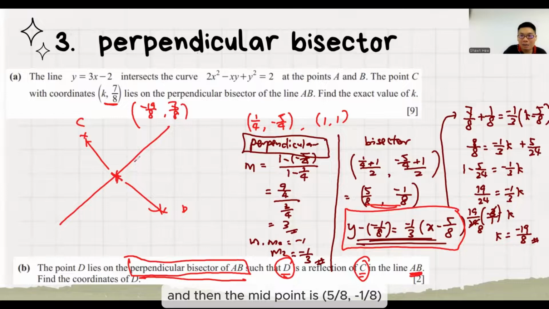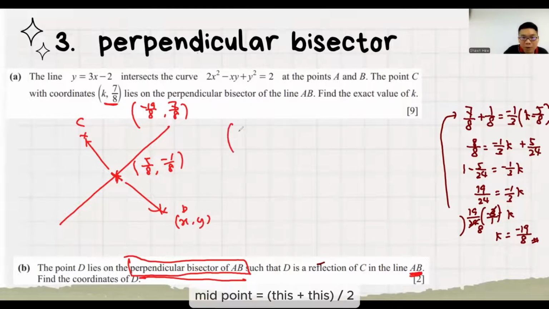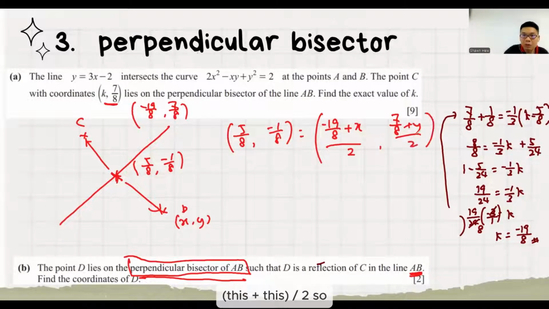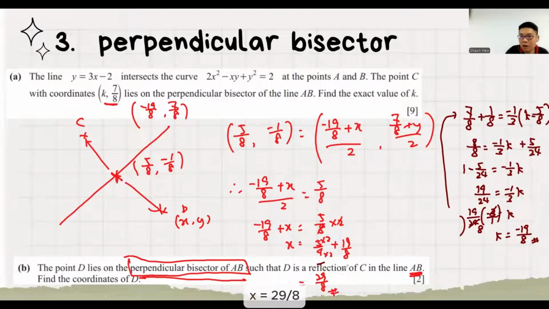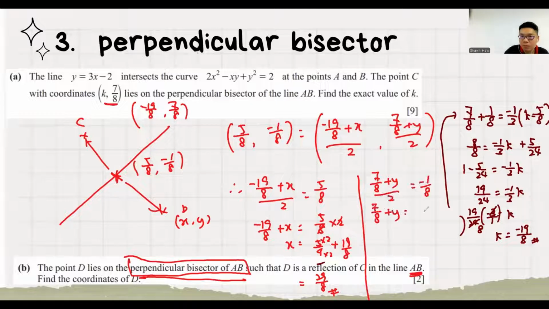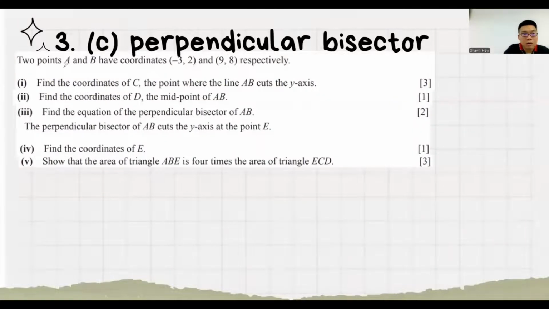And then the midpoint is 5 over 8, minus 1 over 8. Then we can use the midpoint formula to count this. Midpoint equals to this plus this over 2, this plus this over 2. So x is 29 over 8. Y is minus 9 over 8. So that's why the coordinate of D is 29 over 8, minus 9 over 8. Just like this. Next question.